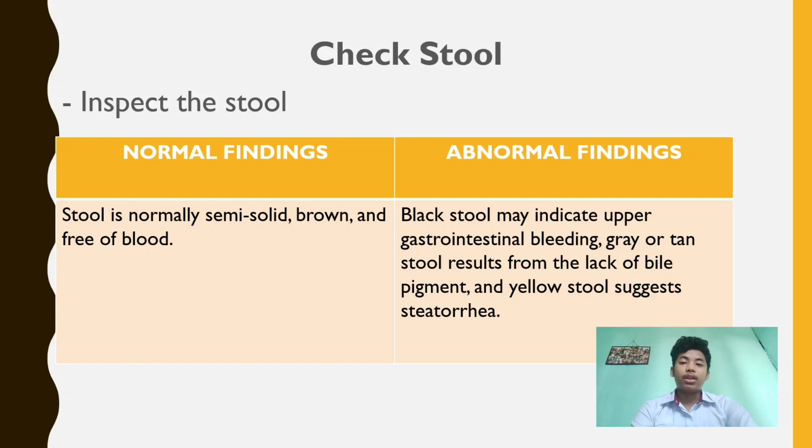For the abnormal findings, black stool may indicate upper gastrointestinal bleeding. Gray or tan stool results from the lack of bile pigment, and yellow stool suggests steatorrhea or an increased fat content. Blood detected in the stool may indicate cancer of the rectum or colon. Then refer the client for an endoscopic examination of the colon.